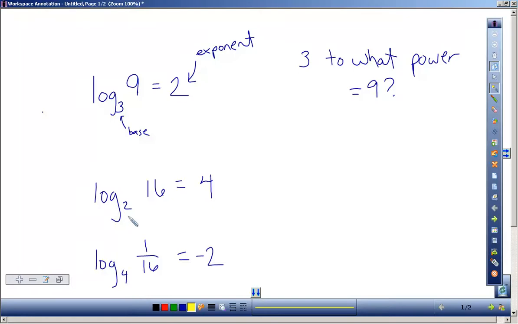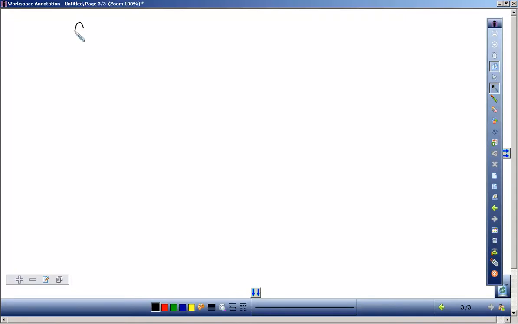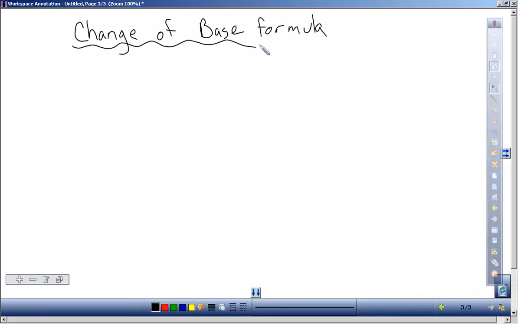The problem comes if I'm trying to type something in my calculator that has a log other than 10 and e, how can I type that into my calculator? And so what you do need to make sure that you know is you need to have some awareness of the change of base formula. Alright, so the change of base formula is what is going to allow us to actually use our calculator to do all logs. So let's say that I have a log base b of a.